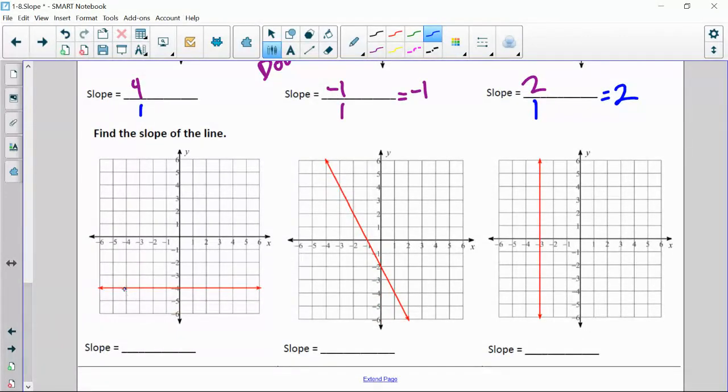Now we have a couple of times. Am I running at all? Or am I going up at all? Each of these? No, it's a horizontal line. There's no going up. How do I run though? I run by 1. 0 divided by 1 is 0.